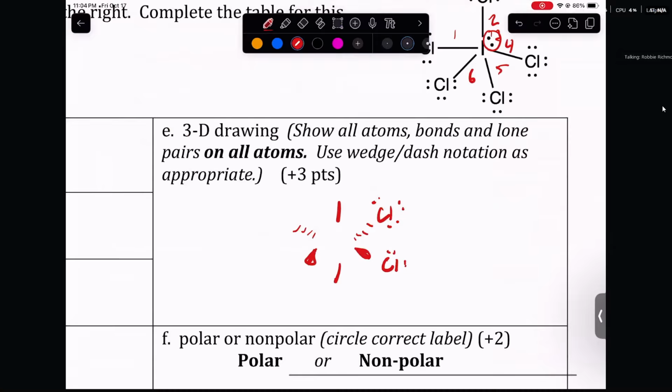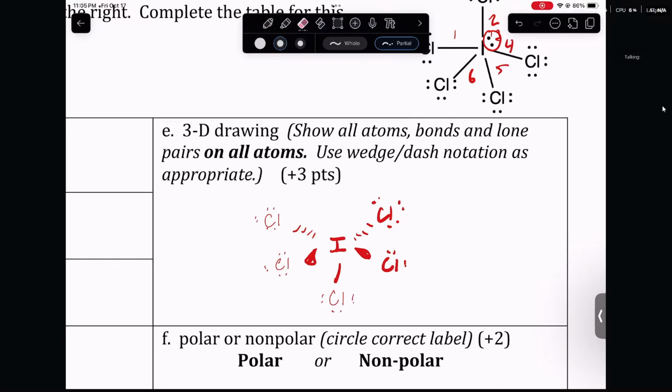But basically all I'm going to do is write those 5 chlorines and then just remove one of those lines or dashes or wedges and just replace it with a lone pair. That's, in my opinion, the easiest way to draw these 3D molecules in a consistent manner, by basically just drawing everything out and then removing to keep consistent with the actual molecule. So I remove that pair, and that's a lone pair.